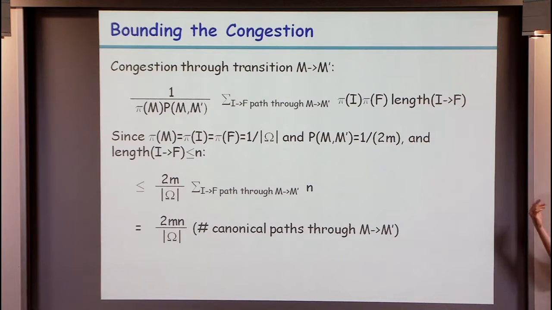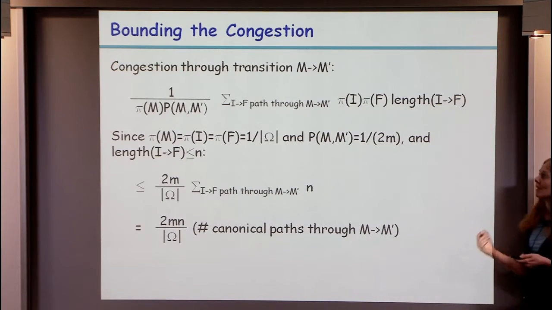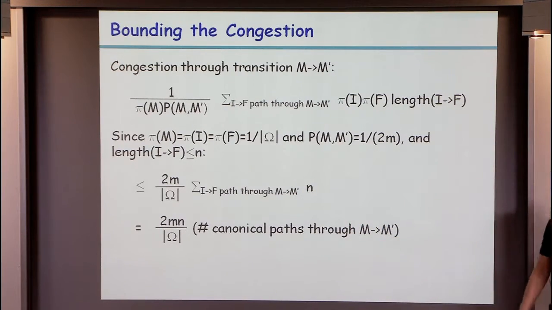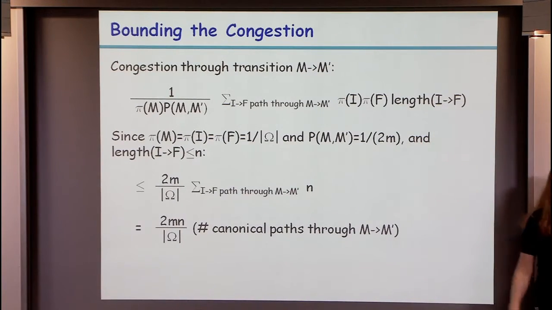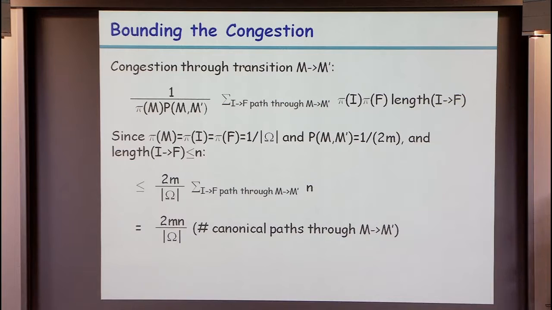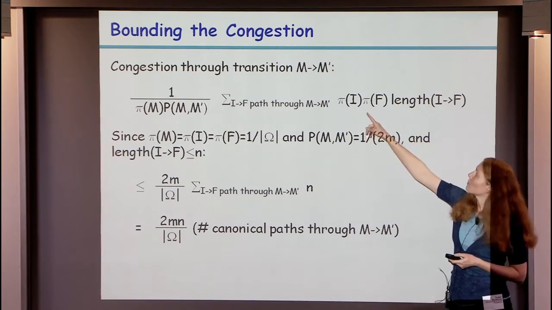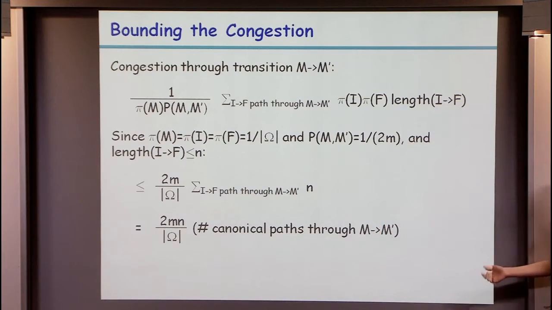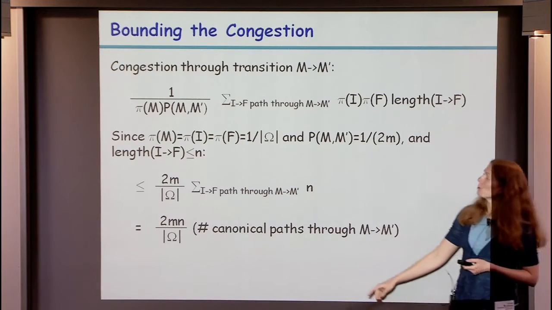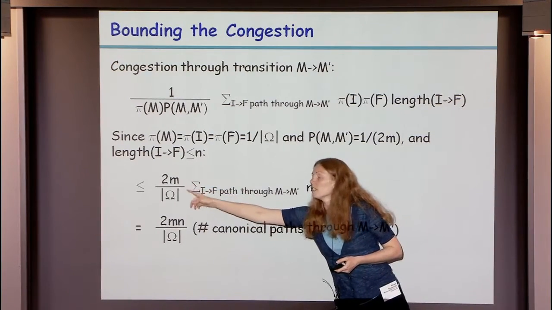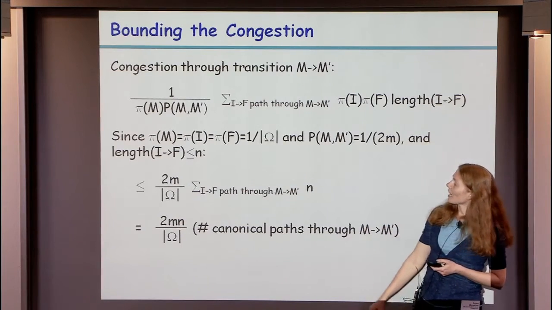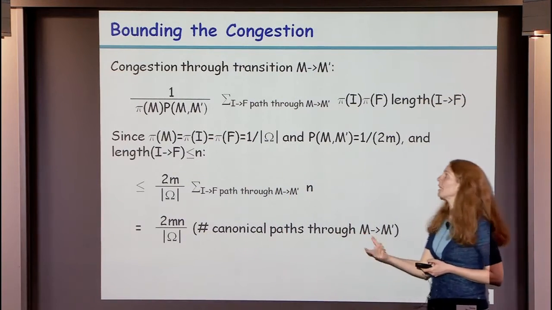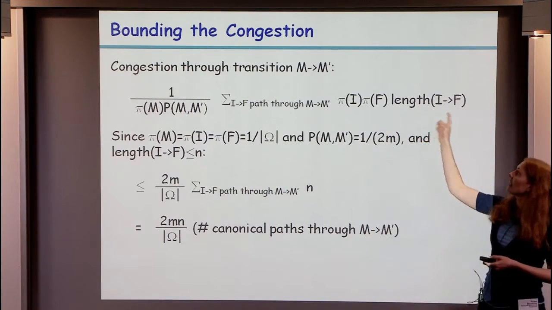So my stationary distribution is uniform, meaning the probability of any matching is 1 over the total number of matchings, which simplifies this wonderful congestion expression quite a bit, because 1 over pi of I, pi of F are each 1 over omega, pi of M is the same. So when we cancel things out, what we are left with is just 1 over omega. Then we have 2m for the probability of the transition, because we're choosing a random edge and we're doing it lazily. And then we have the length of the path.